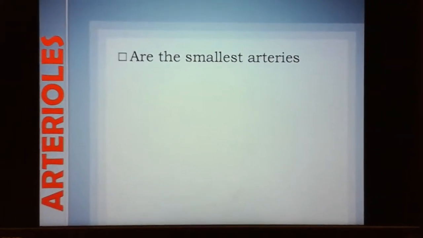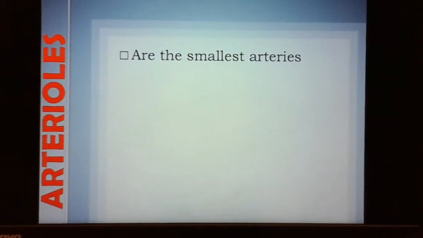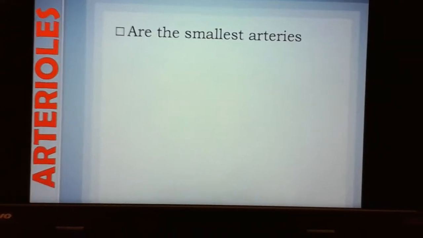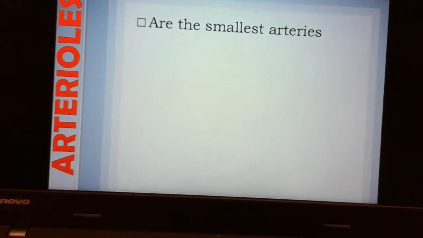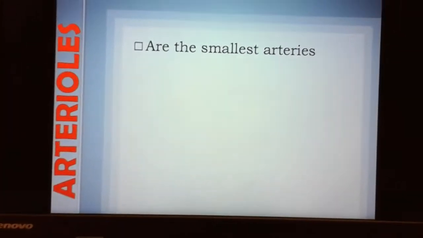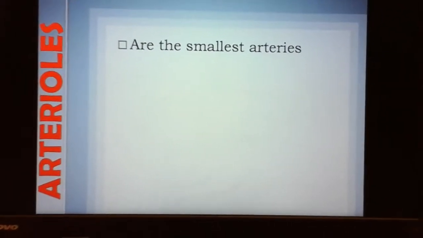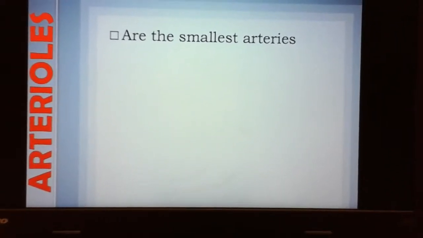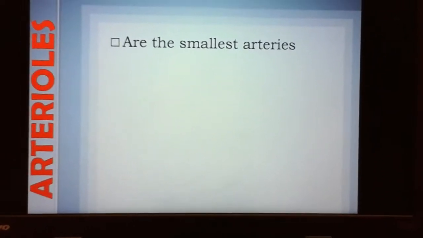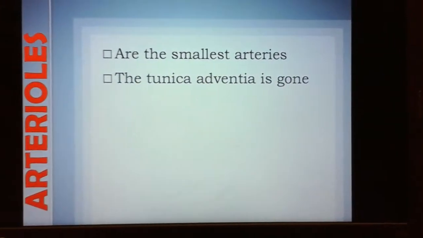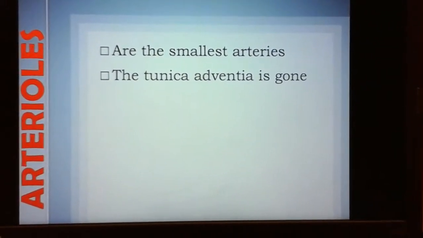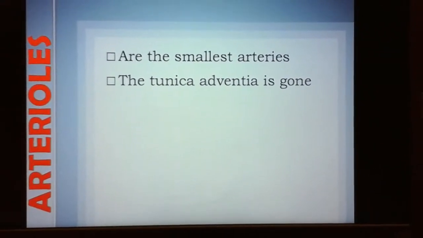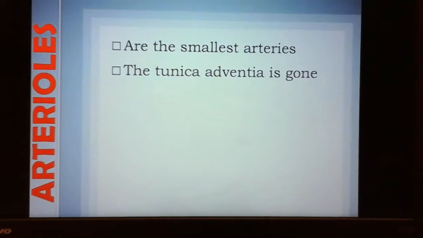Now remember, for years we just had arteries, capillaries, and veins. But once we got the technology to see how the layers changed, that's where we came up with this subclassification. To be an artery, by definition now, you have to have all three layers. Arterioles only have two layers. They have the tunica media and they have the tunica intima. The tunica adventitia is gone. So we can't call it an artery anymore. So by new definition, it's called an arteriole, which means little artery or baby artery.